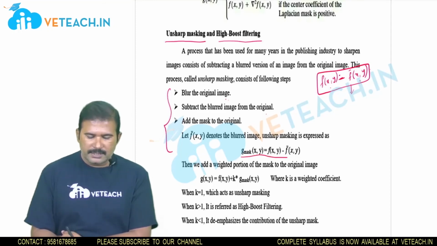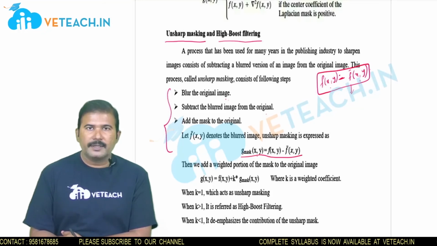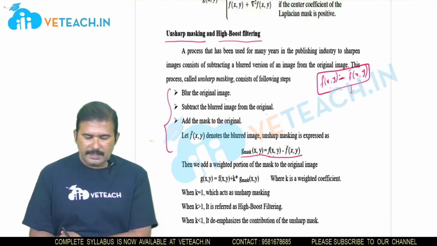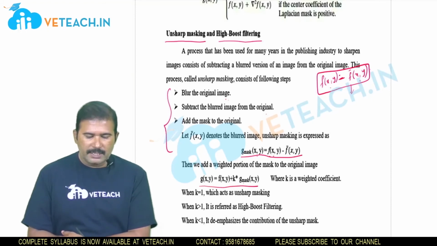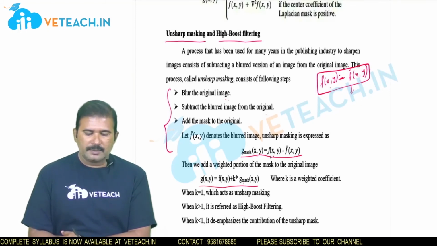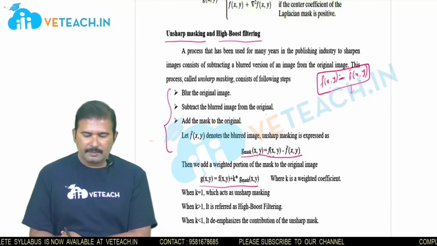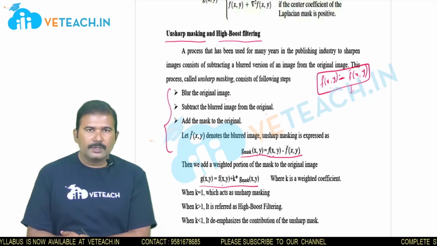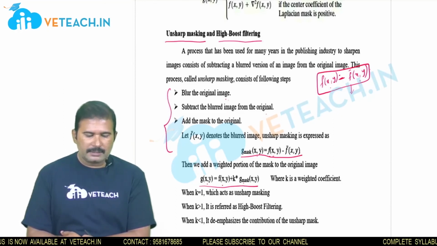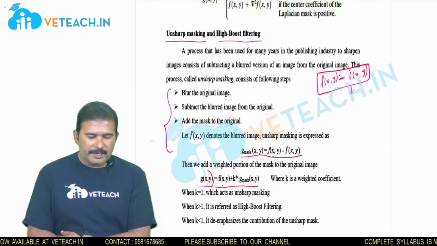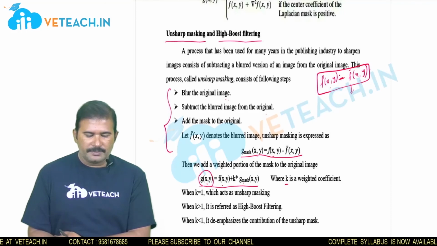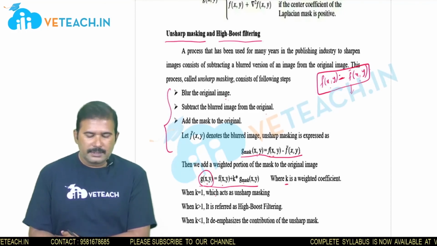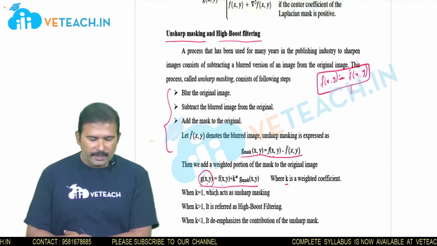Here g mask is nothing but the difference between the original image and its blurred version, and it is added to the original image. The mask is the difference between the original and the blurred portion, which is added to the original image. The resultant image is obtained from the Unsharp Masking. Here k is a weighted coefficient. If k equals 1, that is called Unsharp Masking.